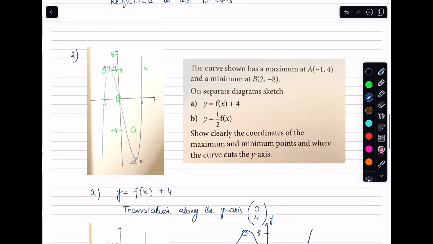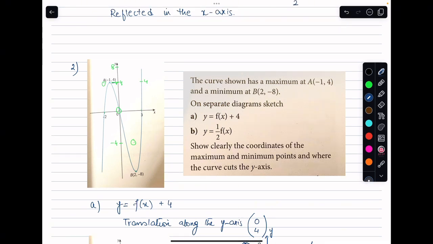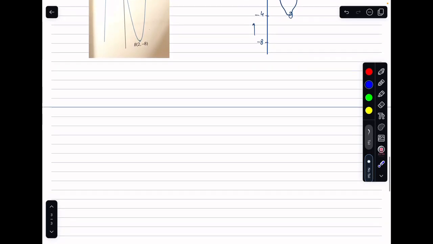Now going back to the question, it says y = 1/2 f(x). Now y = 1/2 f(x) means that there is going to be a stretch along the y direction, so all the y coordinates get multiplied by 1/2. It's a stretch factor of 1/2 in the y direction. Therefore, all the y coordinates will get multiplied by 1/2. So let's do this part also.